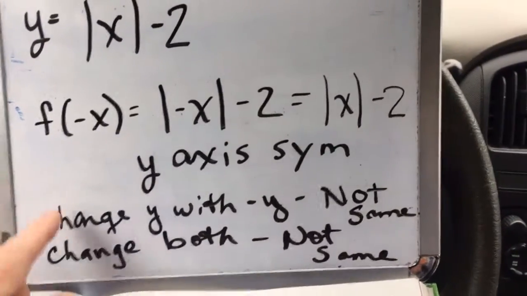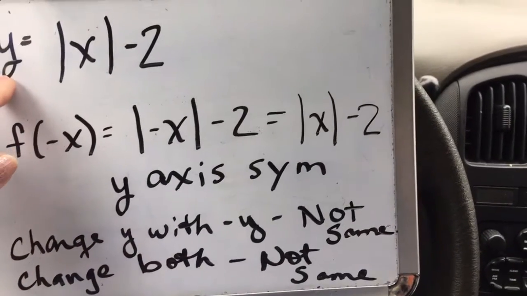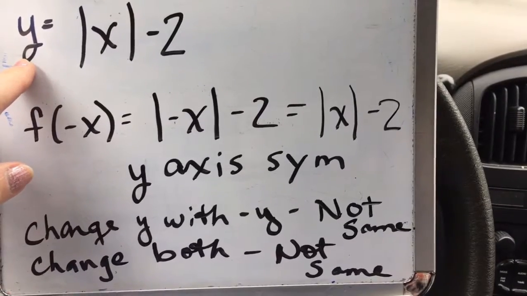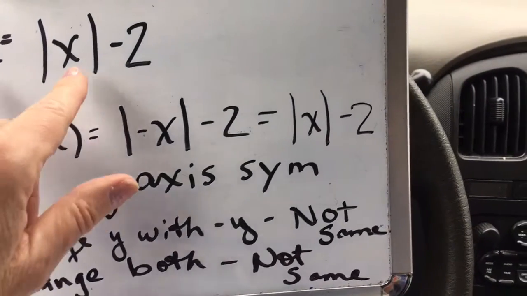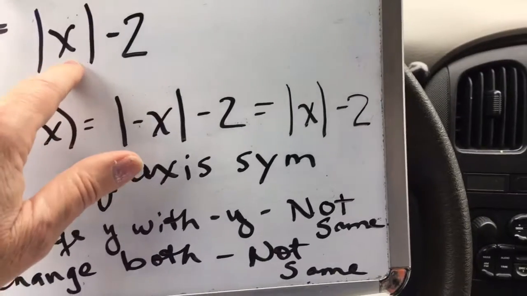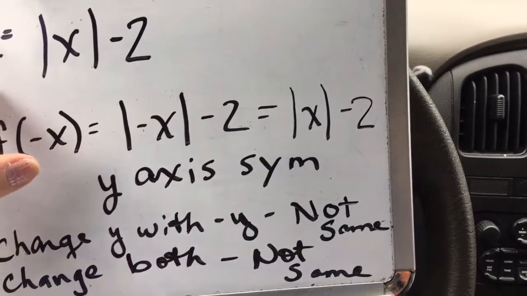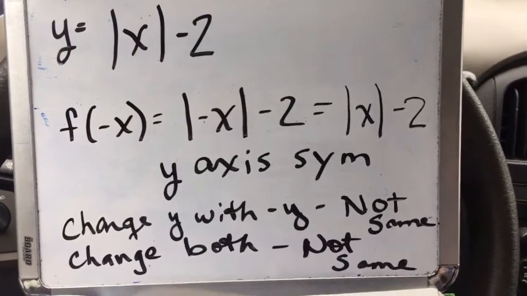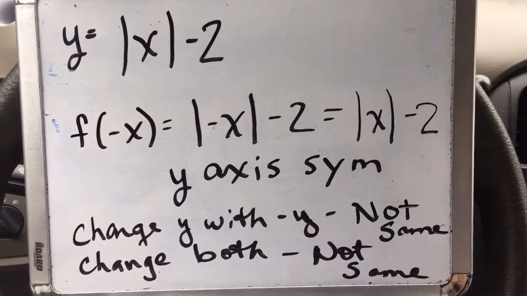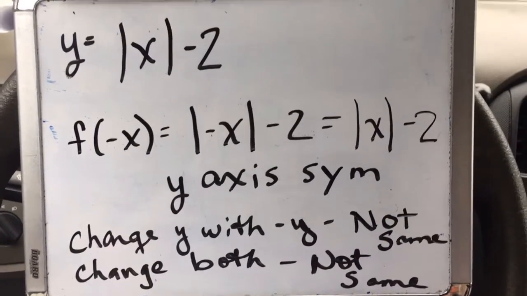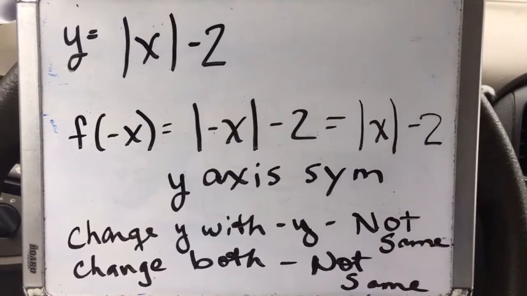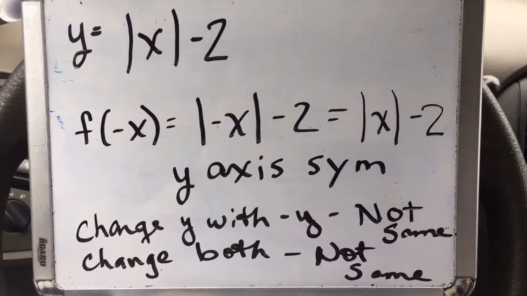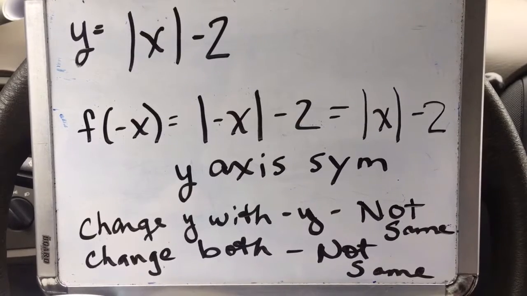And then I replaced y with negative y, but that changed the left-hand side, but not the right side. Therefore, it was not the same as the original. I changed both out. If I change both, then this one does not affect, and that one does affect, so you don't wind up with the same thing. So it's only y-axis symmetry. Because it is y-axis symmetry, it is also what? Y-axis implies an even function. So this was y-axis symmetry and even.